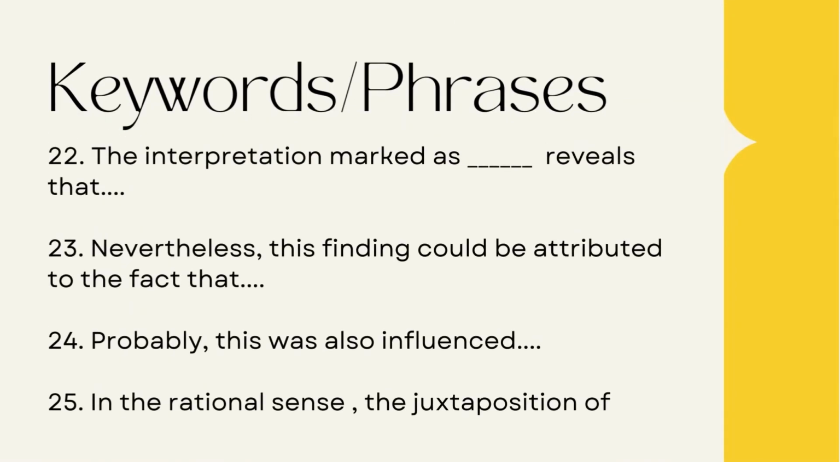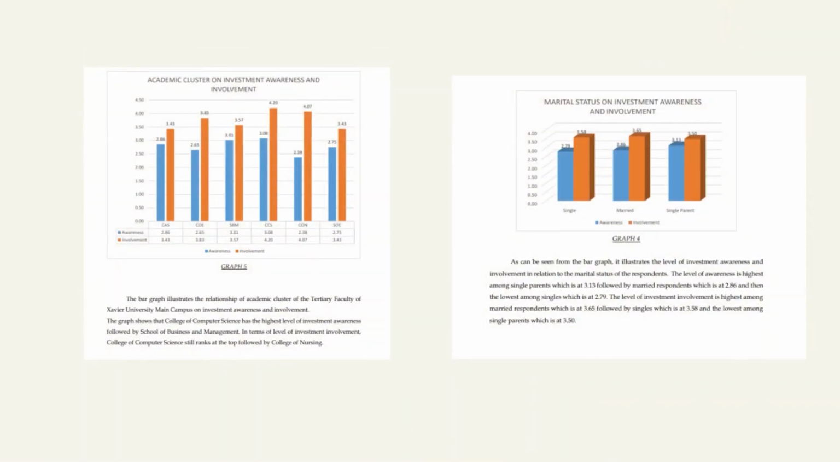Number 22, the interpretation marked as reveals that. Number 23, nevertheless, this finding could be attributed to the fact that. Number 24, probably this was also influenced. Number 25, in the rational sense, the juxtaposition of. And presented in the examples here, we can also use these phrases to explain our gathered data and the possible links and relationships it has with other factors that are presented in the research.